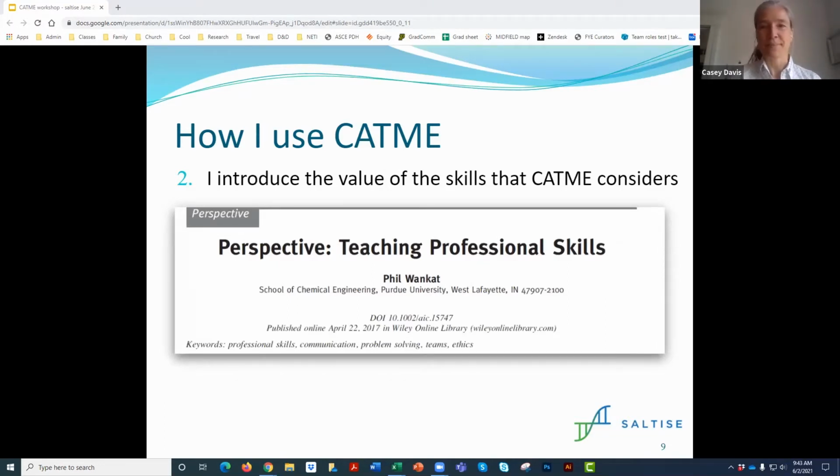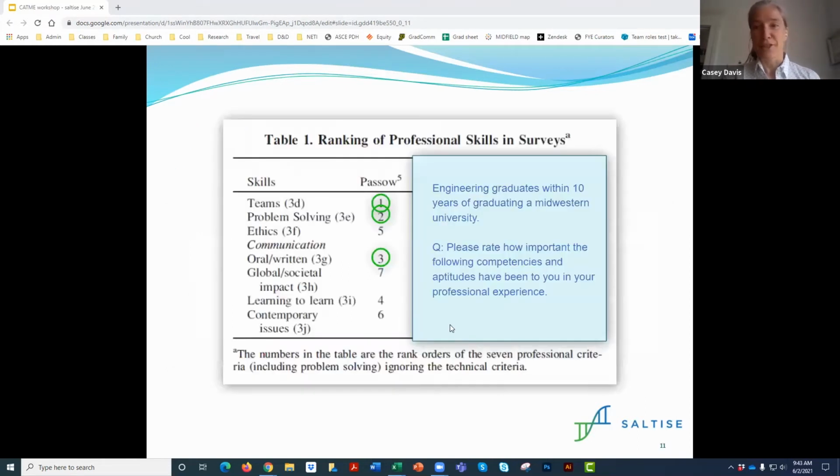Next slide, please. So there's a survey, and I asked the students, oh, it didn't show up. Okay, so I thought it was going to be a roll through. Oh, yep, that's it, good, stay there. So I asked the students, for these characteristics, a survey was given to industry. In particular, this survey was about giving the survey to engineering graduates within 10 years of graduating from a Midwestern university, and to say how important these competencies are for your professional experience. Next slide should show the answer.